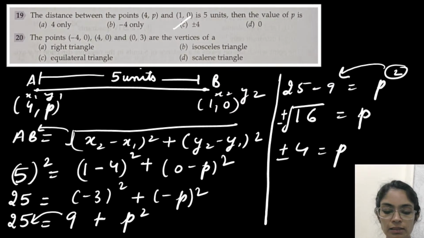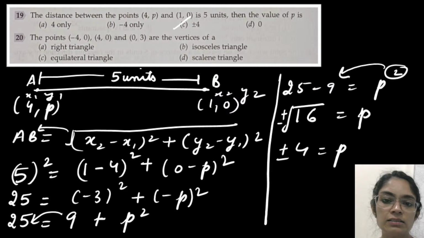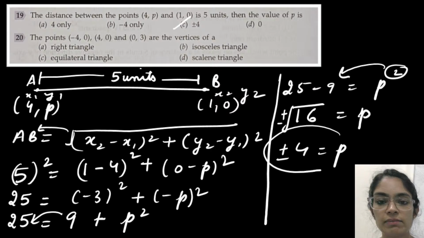Now I'll answer. Many of you answered option A, as Madhusudan has also answered. See, option A is not correct because P is a coordinate, and coordinates can be positive as well as negative.